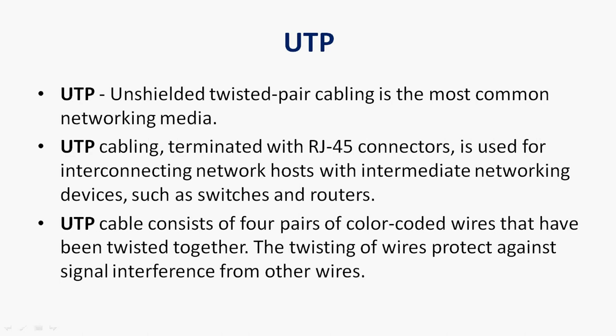UTP cabling terminated with RJ45 connectors is used for interconnecting network hosts with intermediate networking devices such as switches and routers. UTP cable consists of four pairs of color-coded wires that have been twisted together. The twisting of wires protects against signal interference from other wires.